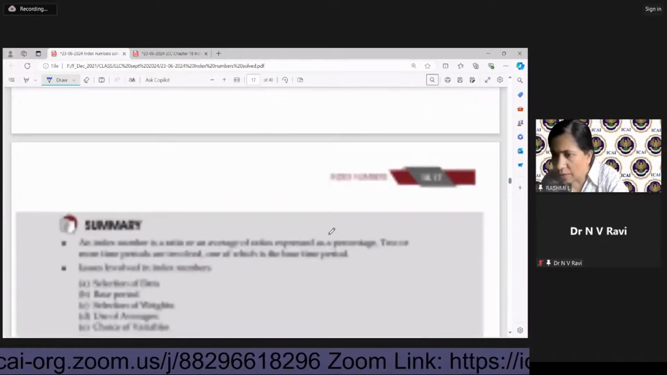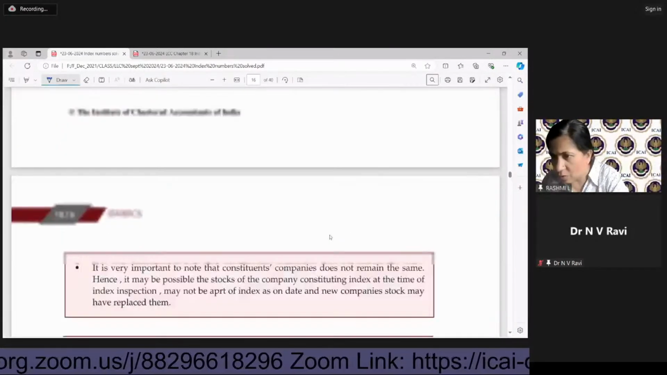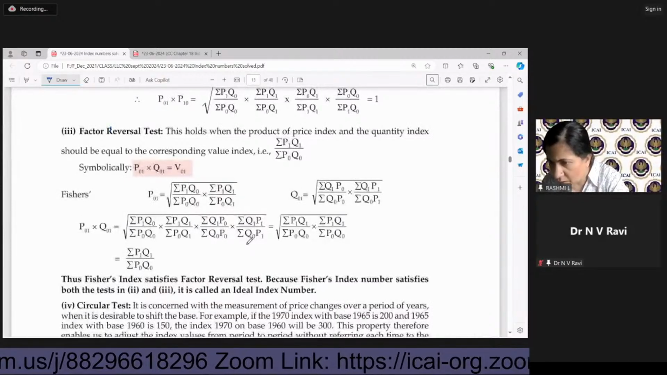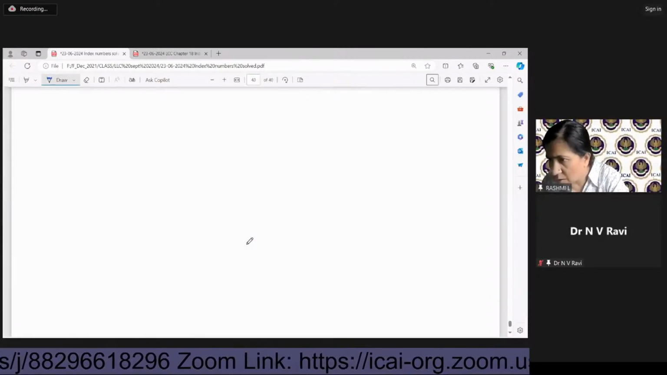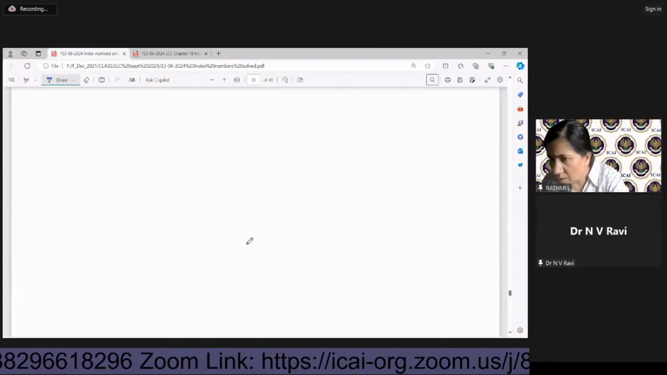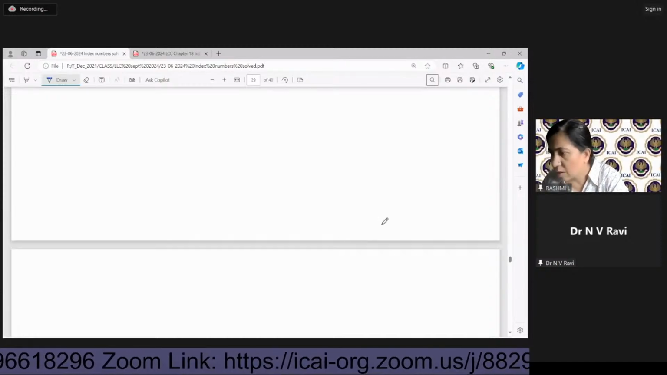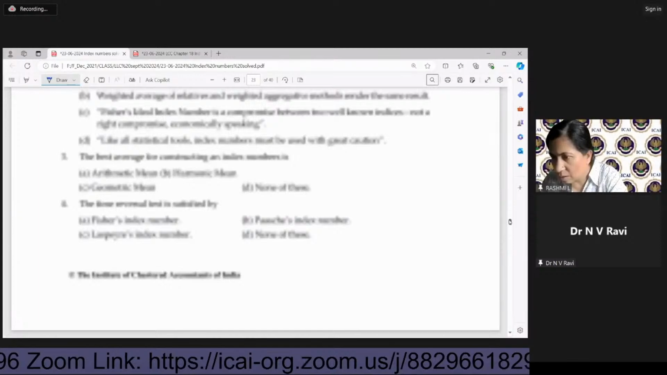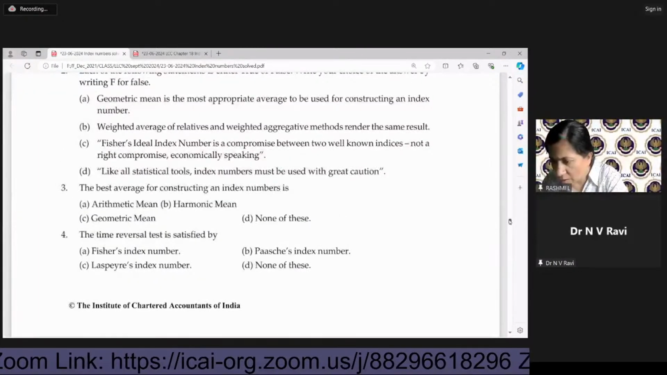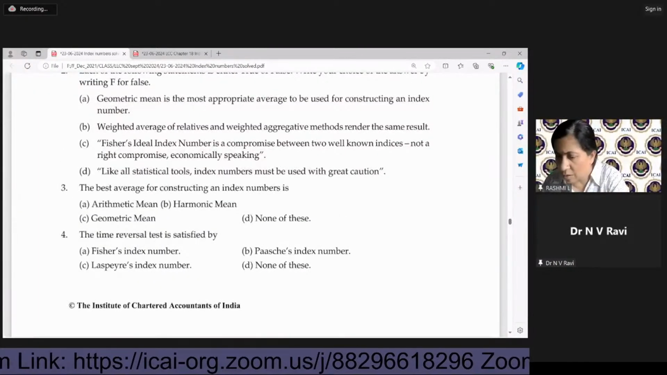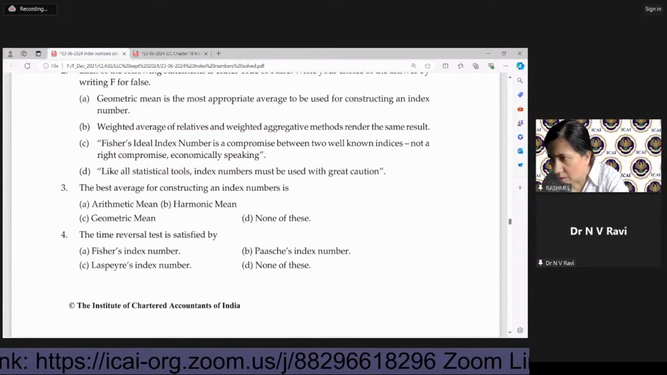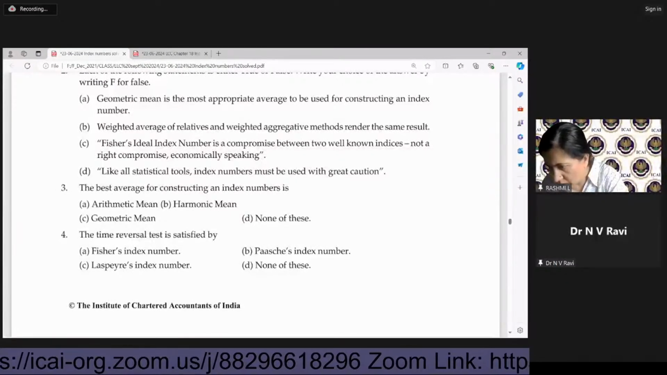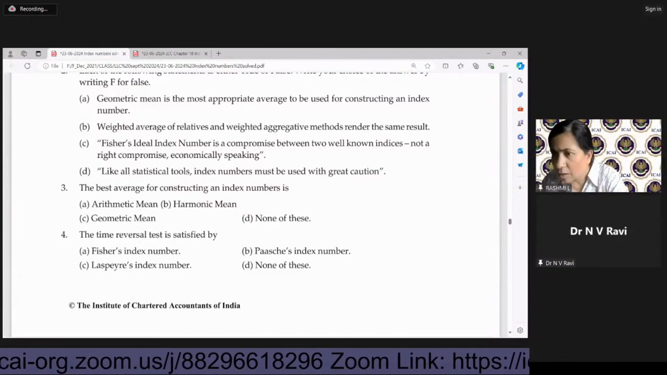Okay, so we have the test of adequacy also. Let me take you to that page. Madam, just conclude on test of adequacy. The tests of adequacy are four: unit test, time reversal test, factor reversal test, and circular test. Among these, which test actually satisfies all? Just conclude on that part, and we will close today's session.